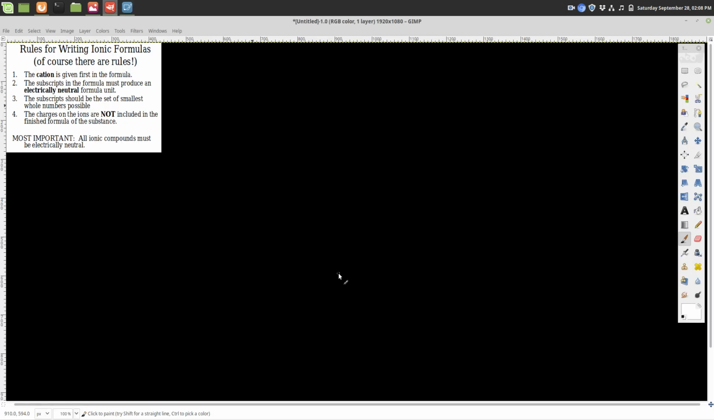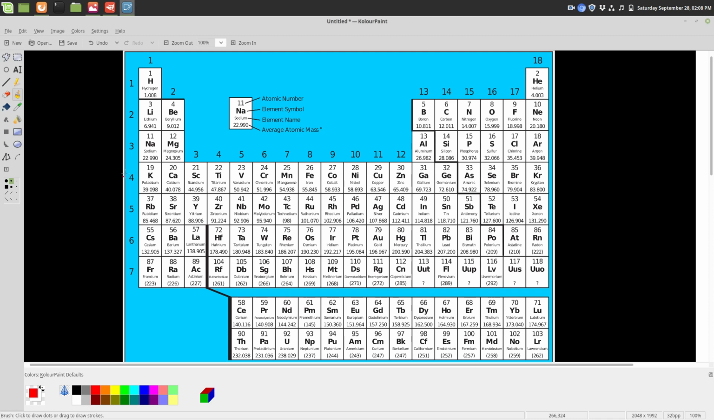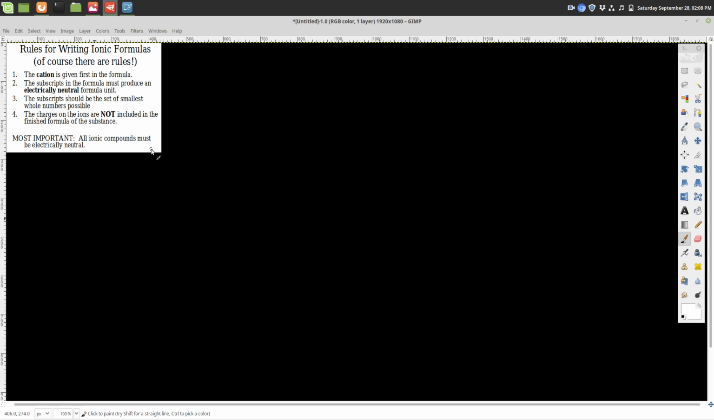So let's go back. Here are the rules for writing ionic formulas. You have a cation, that's positive. You have an anion, that is negative. It's always second. But the objective is you want these to become electrically neutral. That's why these compounds form in the first place, so they can become neutral. So let's go ahead and get started. We will pick a metal. The metal that we're going to start with is sodium. It's over here. So we're going to write down sodium. I'm just going to write down these names so we can see that that's what we're using.